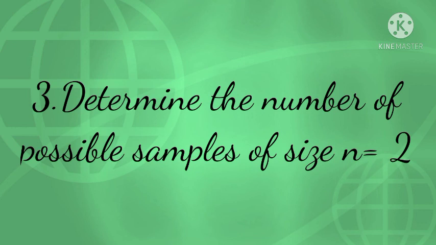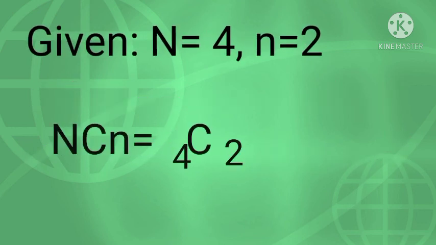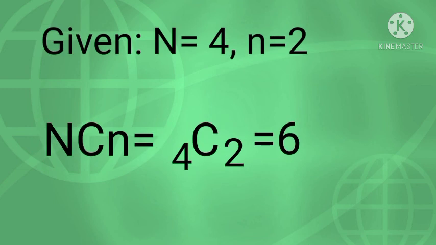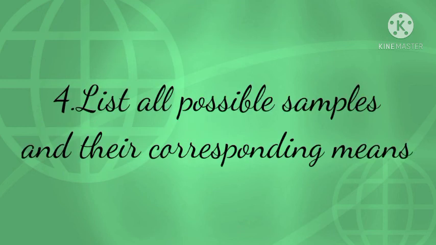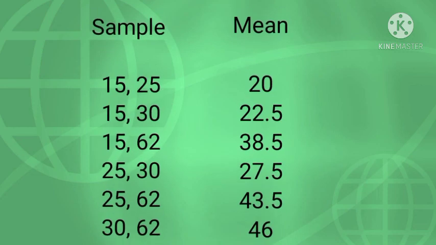Third step, determine the number of possible samples of size n equal to 2. Given capital N is equal to 4, small n is equal to 2, 4C2 is equal to 6. Step 4. List all possible samples and their corresponding means.